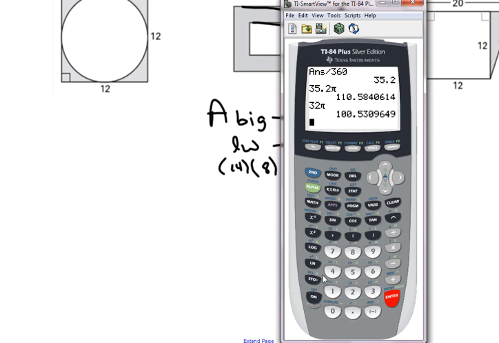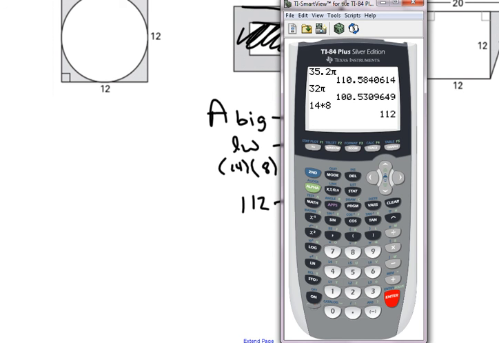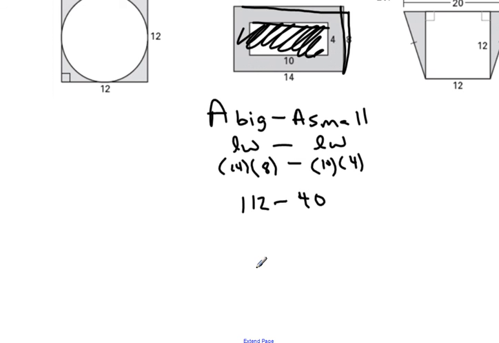So we take 14 times 8, which is 112. That's the area of the big rectangle. And we're going to take away the area of the little rectangle. So we're going to subtract 10 times 4, which is 40. So 112 minus 40 will give us the area, 72 units squared.